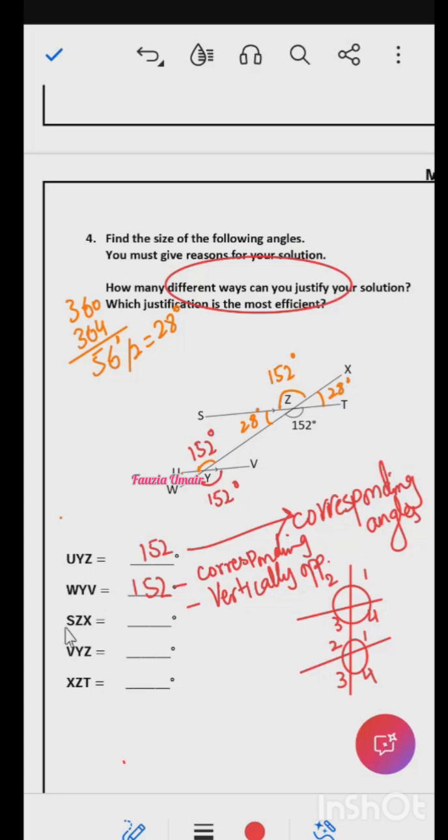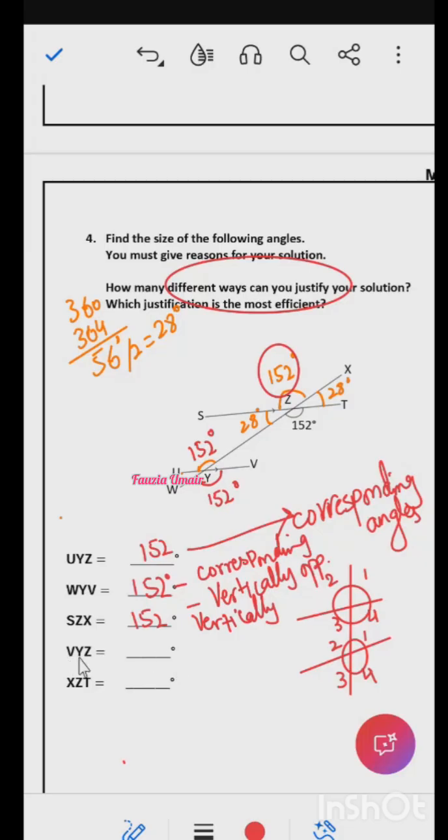So now moving on to the third one, SZX. Just look at this. SZX is, we already know, 152. This is again 152. What would be the reason? Ma'am, vertically opposite angles. That's right, vertically opposite. Very good.